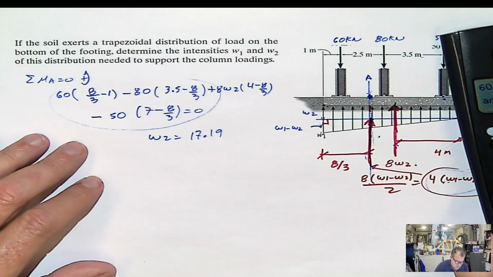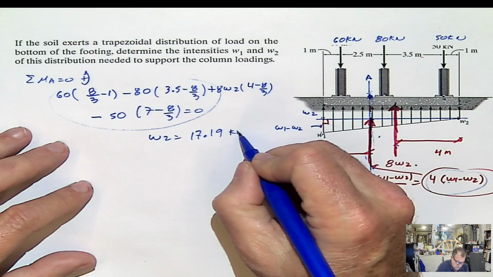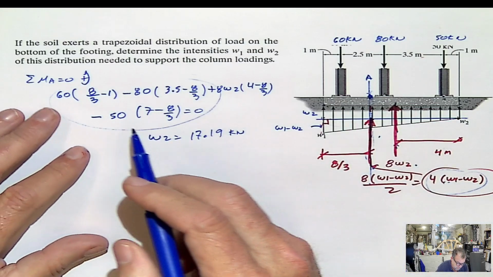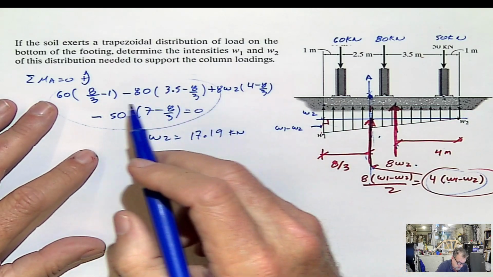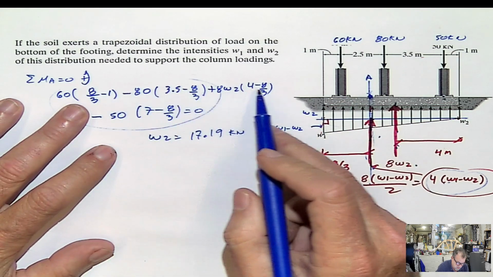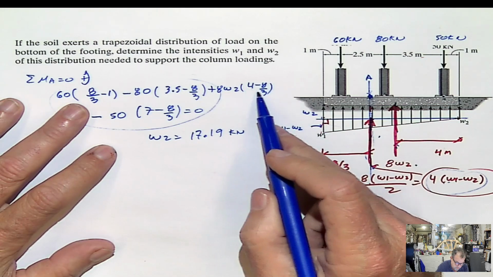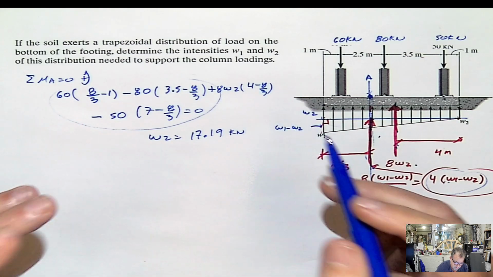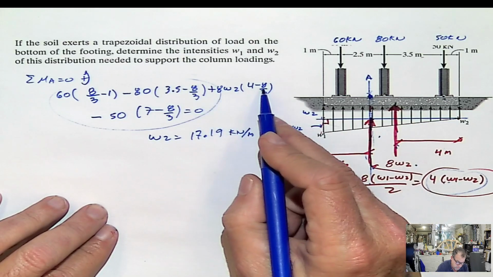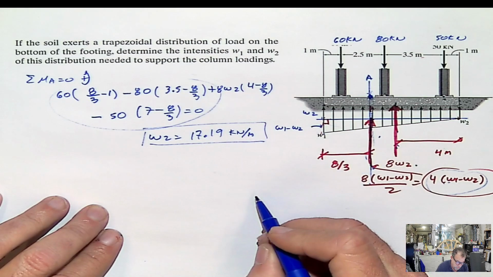And of course, the value of W1 and W2 should be in kilonewton per meter as well. Because if you realize this is kilonewton and this is meters. And in this case, this is meters. So it's going to be in kilonewton per meter. Because this is meter squared, yes. So that will be the value for W2.